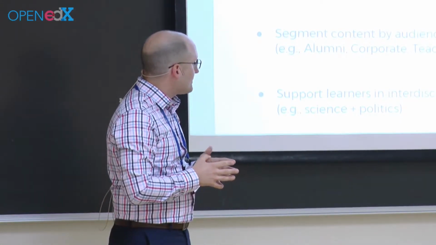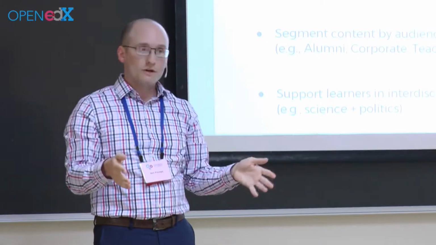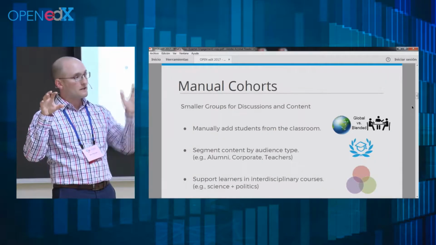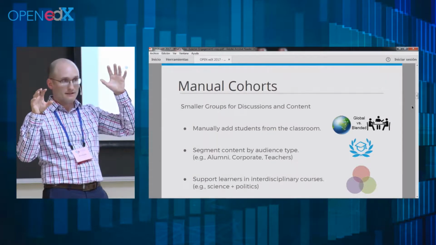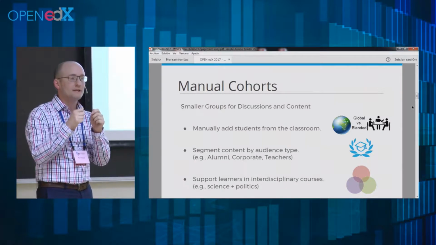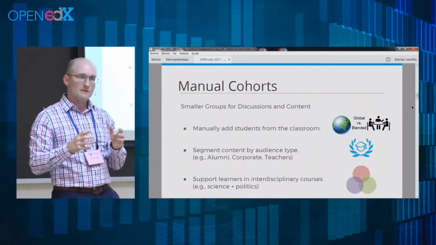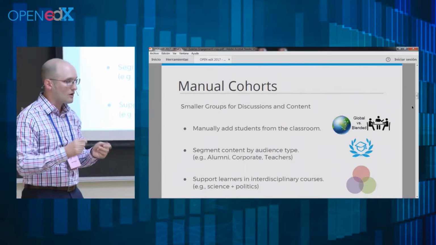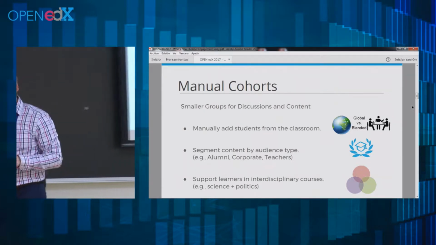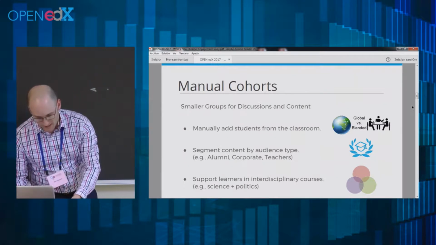Also, there might be a situation in which you've got a science course, but there are some students that are learning about the implications of politics or legislation that is affected by this science. It might not be entirely what the course outcomes are expected for this course, but you can weave in some of this additional material for some added or augmented experience for those learners. Right, so those are situations when manual cohorts can be helpful.